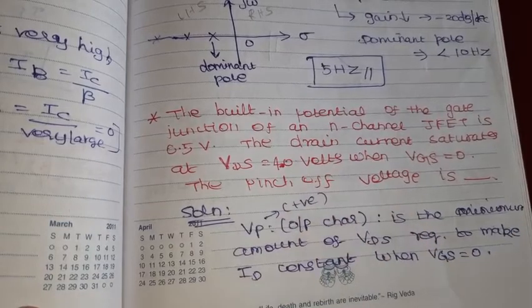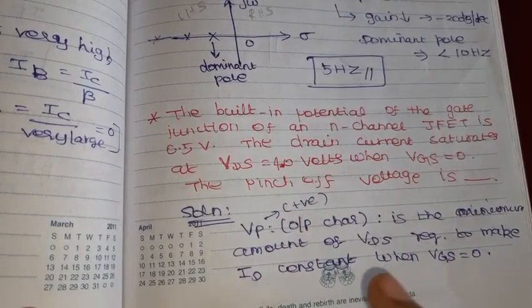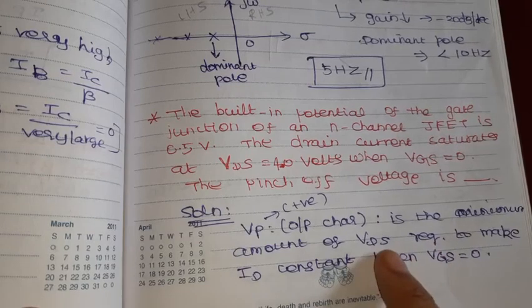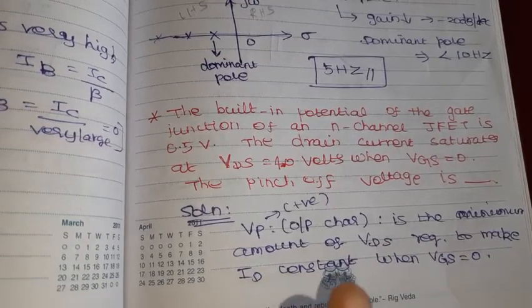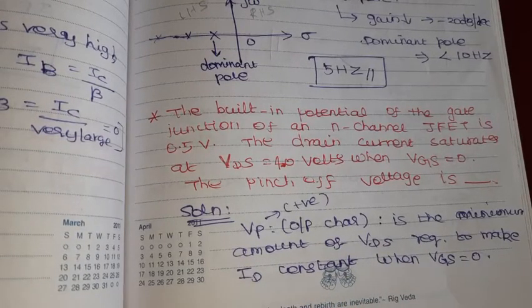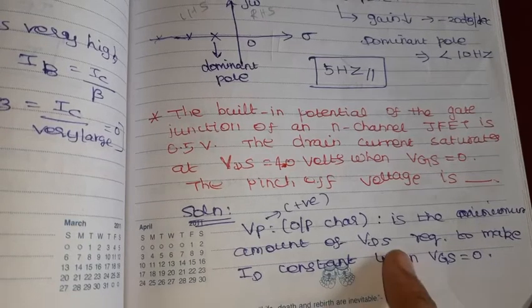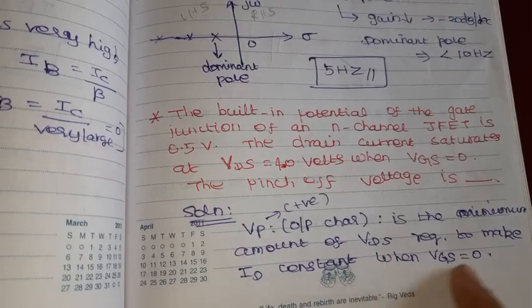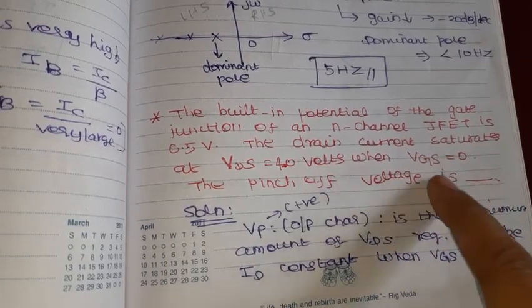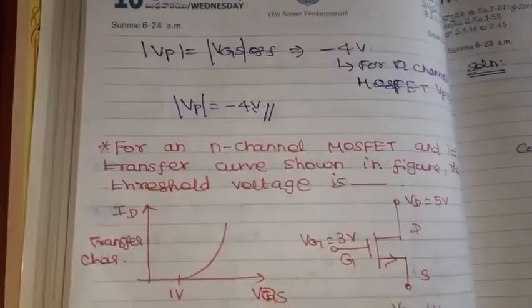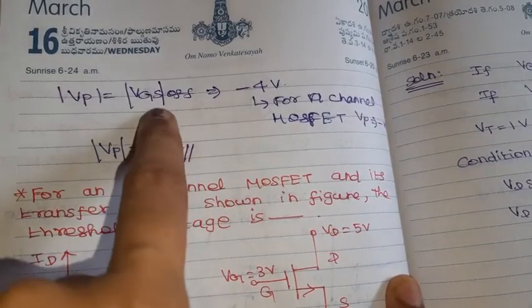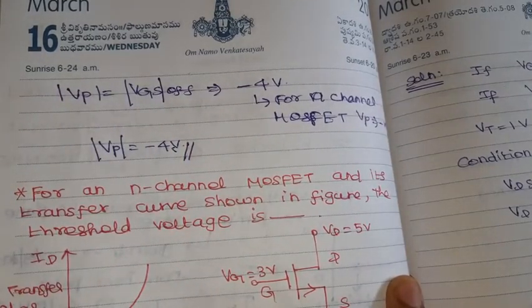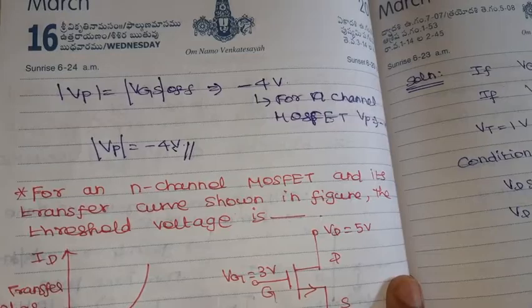First we need to know what pinch off voltage is. It is the minimum amount of drain to source voltage VDS required to make the drain current ID constant when VGS is equal to 0. Modulus of Vp is equal to modulus of VGS off, where VGS off means VGS equal to 0. The minimum drain to source voltage to maintain ID constant when VGS equal to 0 is known as the pinch off voltage.